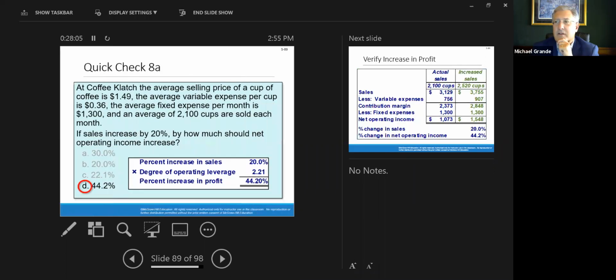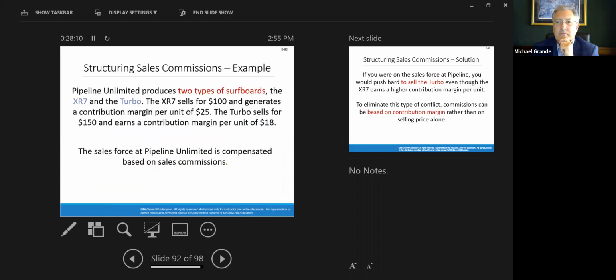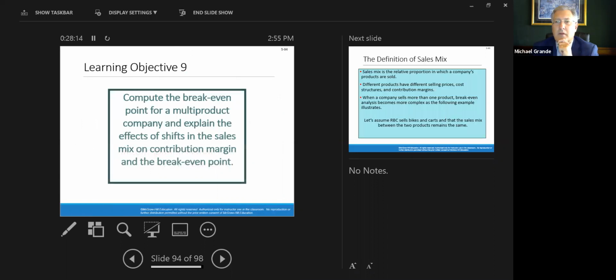I want to next talk about sales mix. So let's compute the break-even point for a multi-product company. That means a company that sells multiple products, product A, product B, product C, and explain the effects of shift in the sales mix on contribution margin and break-even point.